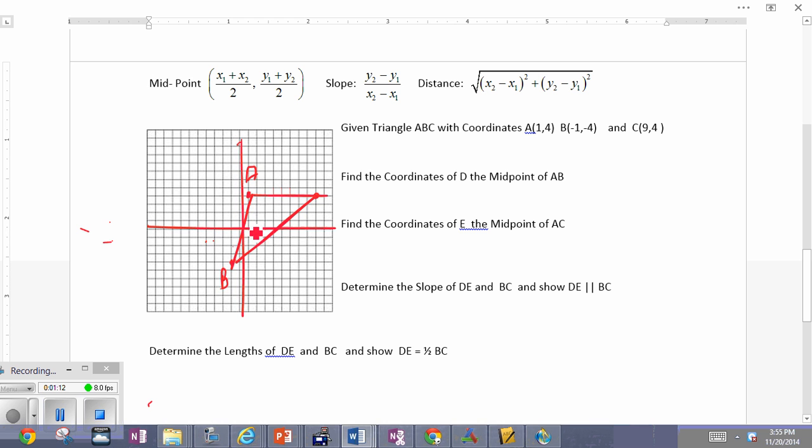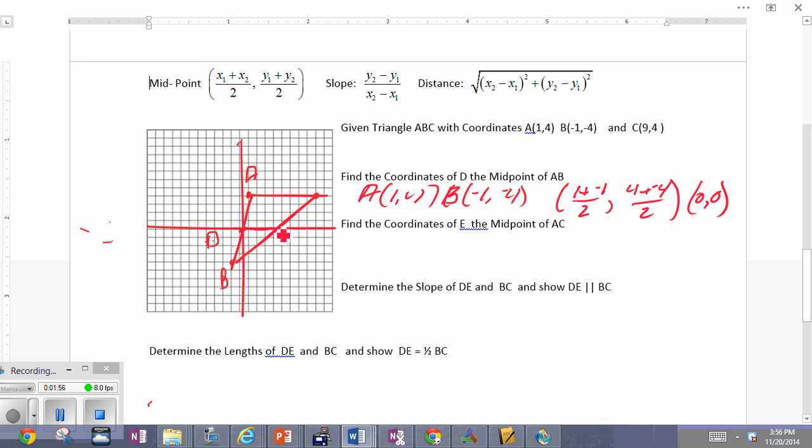So D is the midpoint of AB. Looks like the origin. Let's just confirm that. For D being the midpoint of AB, A has coordinates 1, 4, and B has coordinates -1, -4. Using our midpoint formula, we add the x coordinates, 1 plus -1 over 2, which is 0 over 2, which remains 0. Then 4 plus -4 over 2, which is 0 over 2. So yes, it confirms that 0, 0 is the midpoint D.